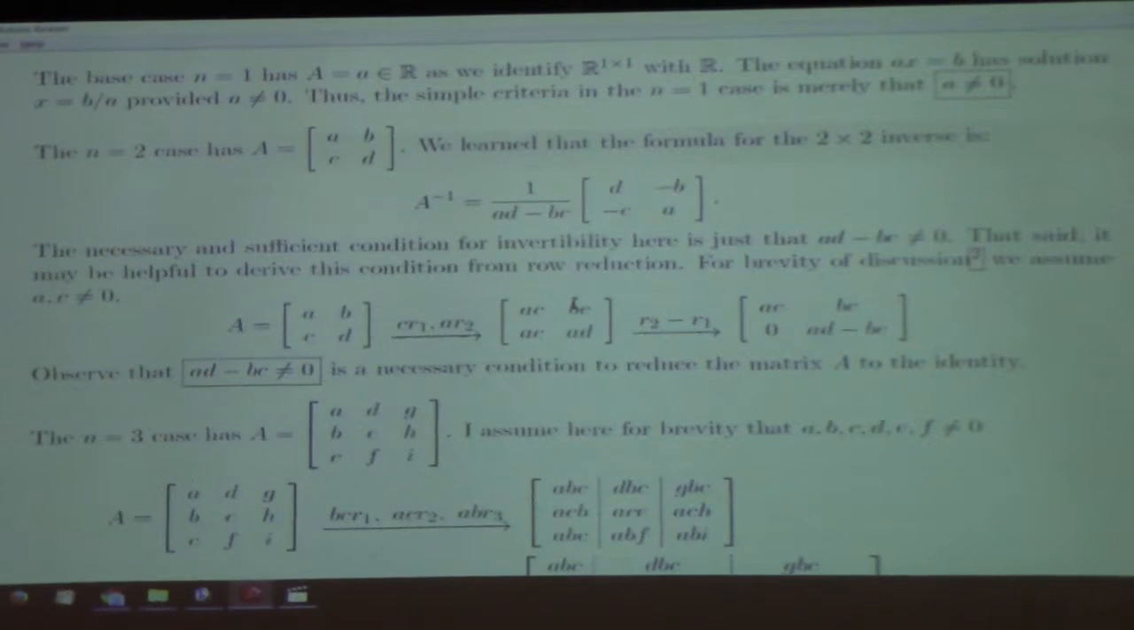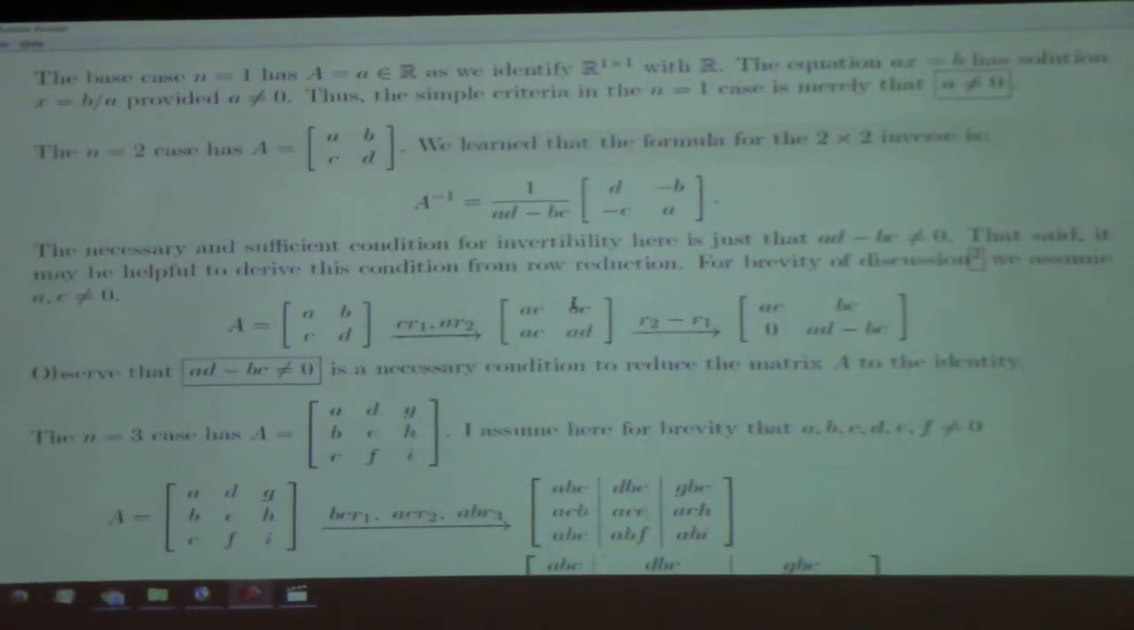So the base case, of course, is a 1 by 1 matrix. You're trying to solve the equation AX equals B. What do you need in order to invert for X? In order to multiply by the inverse, it's just 1 over A. Stupid, right? But in the case of a 1 by 1 matrix, we just need the entry to be non-zero. Not especially exciting. The 2 by 2 case, we have this formula, right? So we need that AD minus BC is not equal to 0. That suffices.